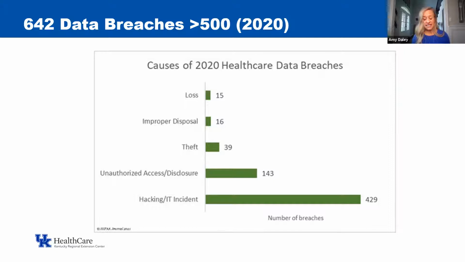It's fun because it's interesting, but 2020 presented so many challenges for us with COVID, and especially with the way that we work, working from home, working remotely. And so it's no surprise that 2020 saw the largest number of breaches that have been reported to HHS: 642 breaches that affected over 500 individuals.